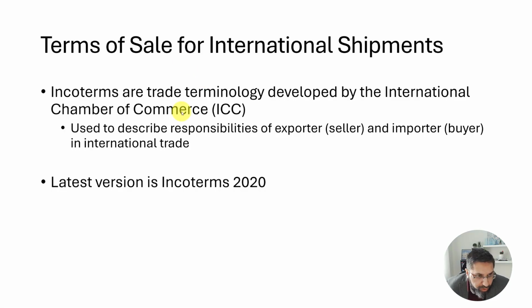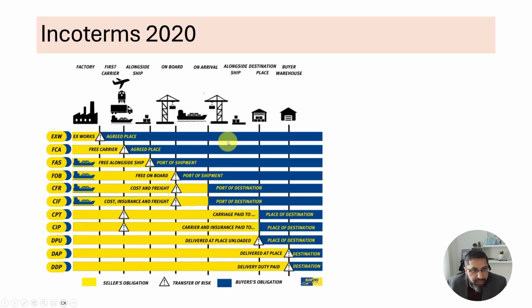So the goal of Incoterms is to describe the responsibilities of exporter, seller, and importer, buyer in international trade. And it's important that these responsibilities be defined so that any conflicts can be resolved, and it's clear who's going to bear what cost. And it's clear who bears the risk. If the shipment gets damaged at a certain point, who's the owner of that? So the latest version is Incoterms 2020, which we're going to see here.